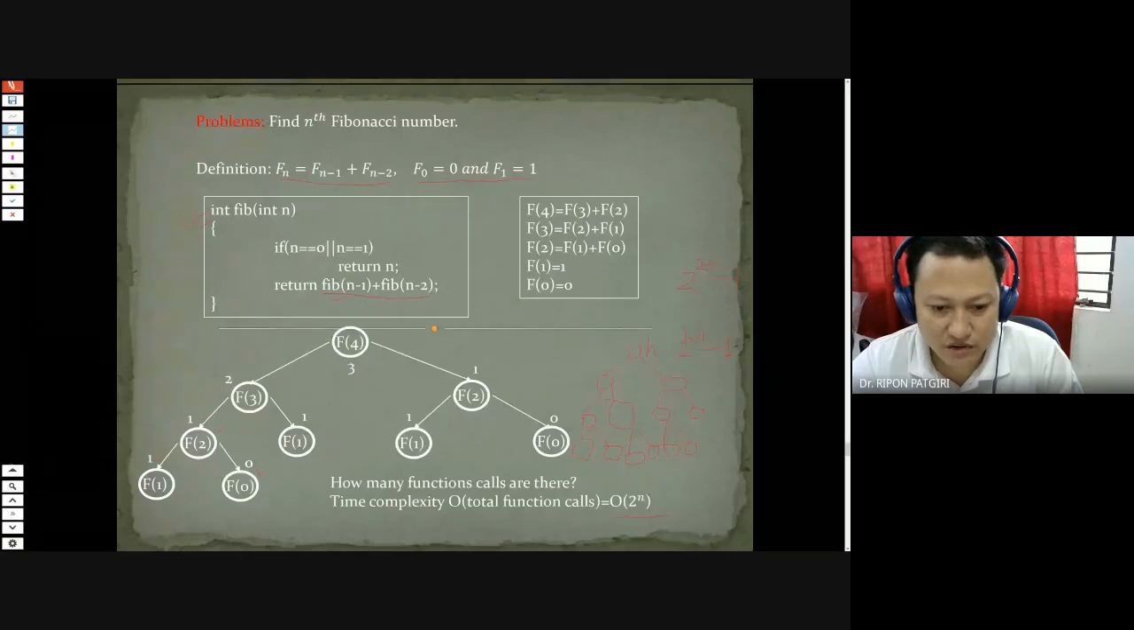So what is f of 1? f of 1 is given by 1. So what is f of 3? f of 2 is 1, and f of 1 is 1. 1 plus 1 is 2, so f of 3 becomes 2. If you call f of 1, that is 1, and f of 0, that is 0, then f of 2 is 1 plus 0, which is 1. And f of 4 is f of 3 plus f of 2, which is 2 plus 1.